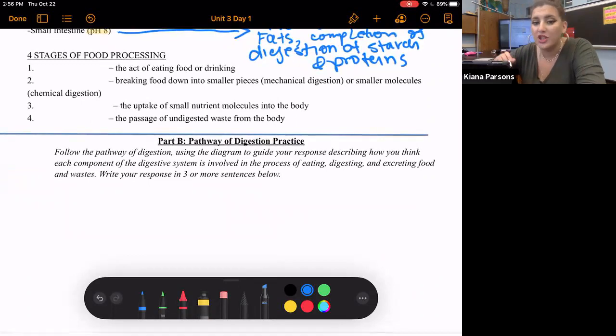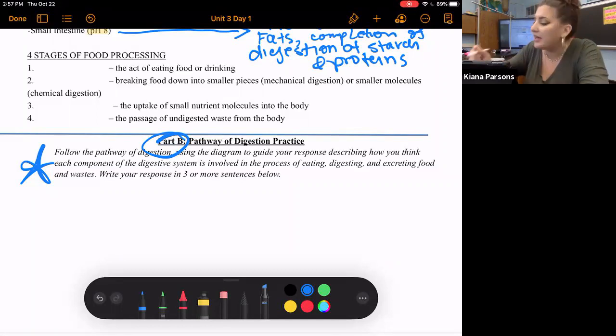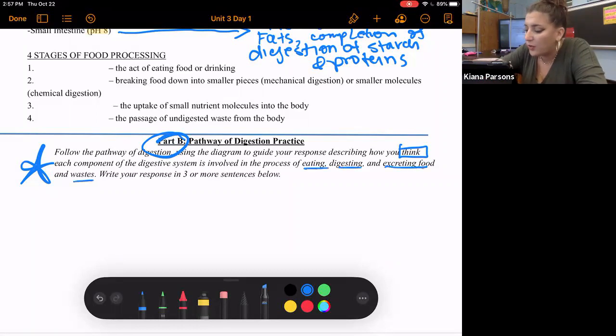So this last question down here, this is your prediction. I'm about to go through the 4 stages of food processing, and then that's a wrap for me. You're gonna answer this part B, pathway of digestion practice, on your own. You're gonna follow the pathway of digestion using the diagram, which is not on my paper, but it is on yours, to guide your response, describing how you think each component, and the emphasis here is how you think. What do you think would happen? We're gonna talk about what does happen, but before we talk about that, what do you think happens? How each component of the digestive system is involved in the process of eating, digesting, and excreting food and waste. Write your response in 3 or more sentences below.